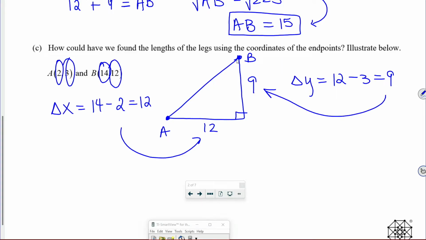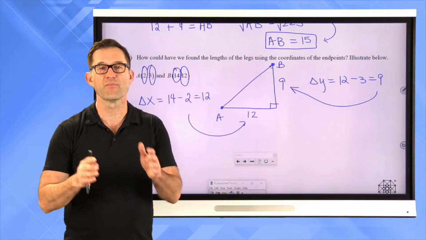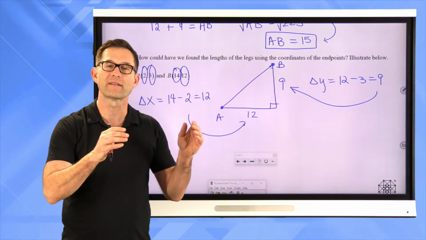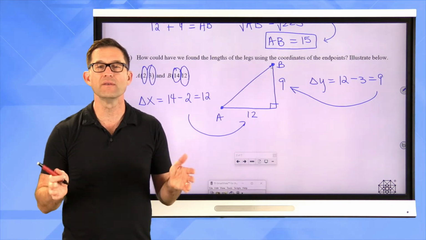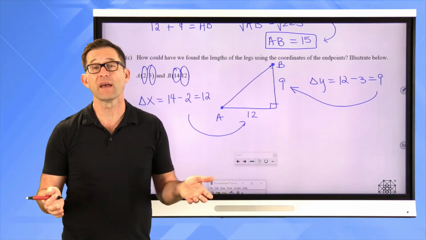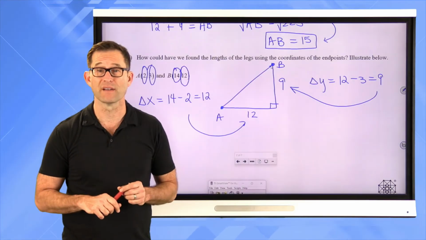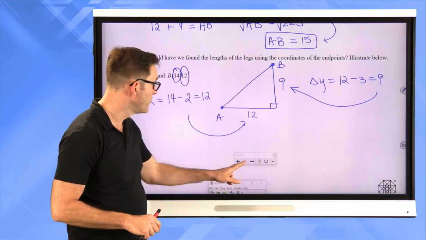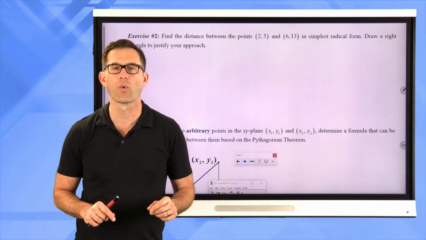So in other words, we can figure out the lengths of the legs by subtracting the x coordinates and subtracting the y coordinates. Subtraction always gives you distance, assuming that the answer is positive. And if the answer is not positive, you take the absolute value, and that will then make it positive. So, where does this lead us? Well, let's see if we can use this without even having a coordinate grid.